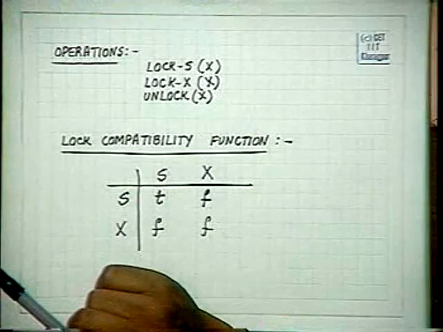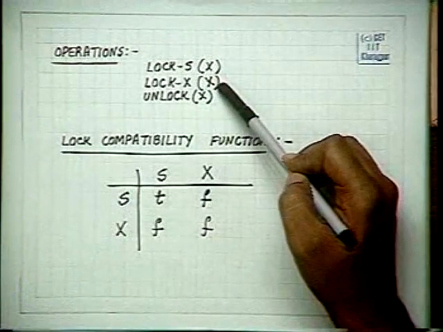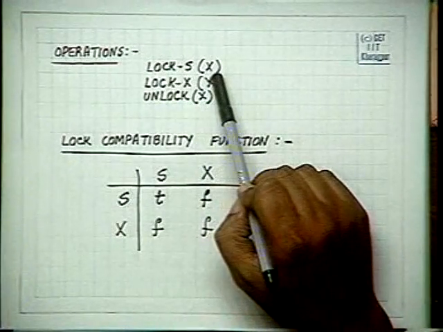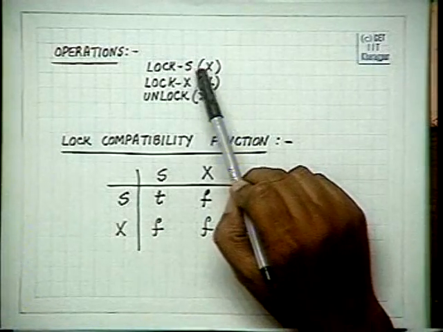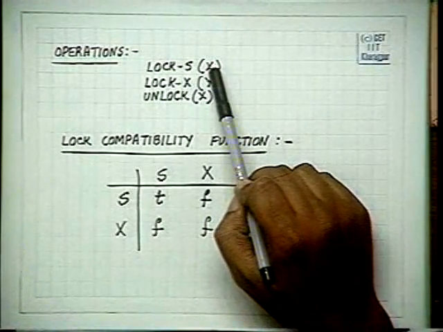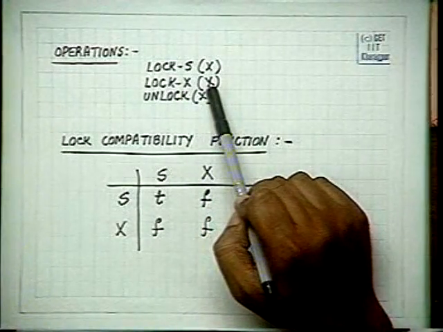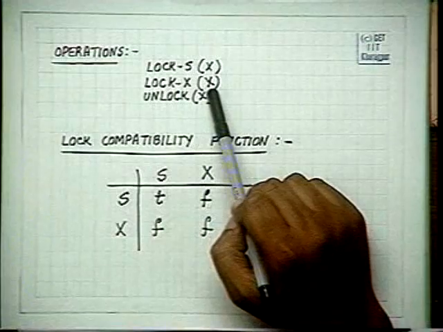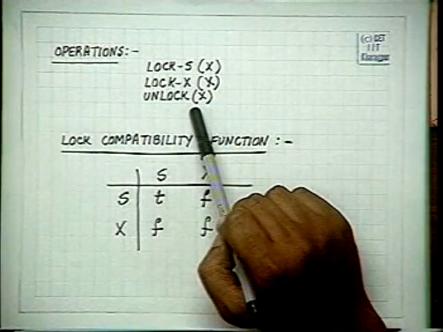Now, let us see the operators that are provided on locks. How do you acquire a lock on a variable? You have got two functions. Lock SX acquires a shared lock on data item X. Lock XX acquires an exclusive lock on data item X, and unlock X releases the lock.